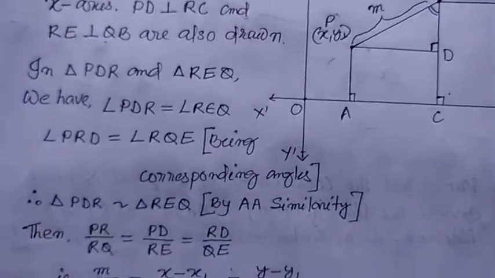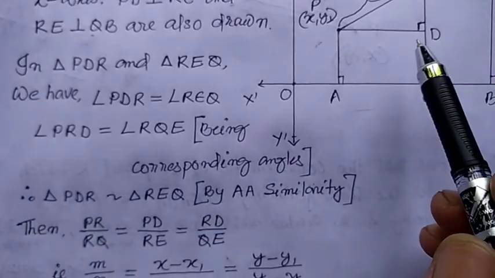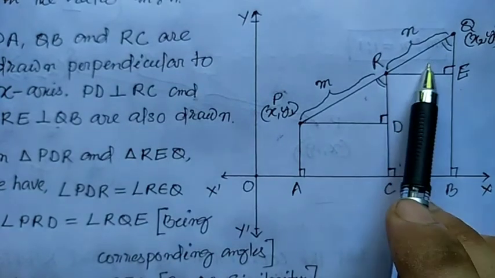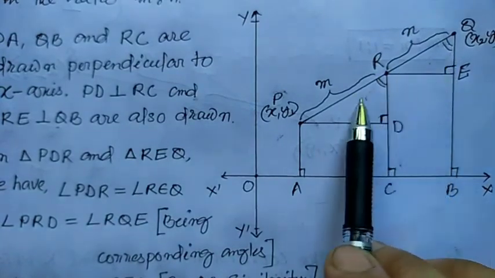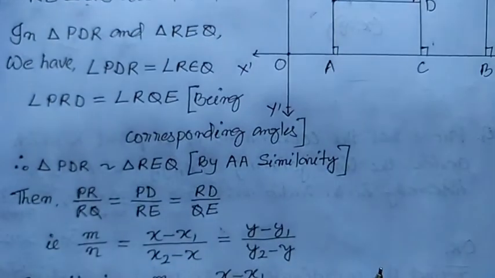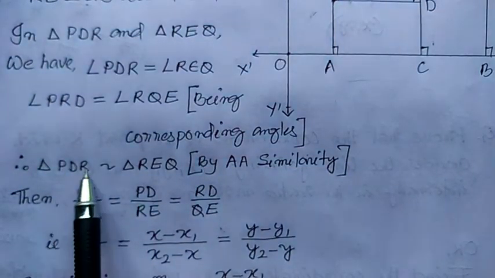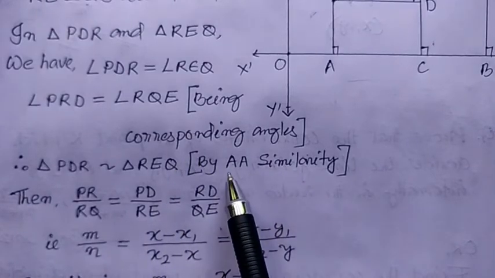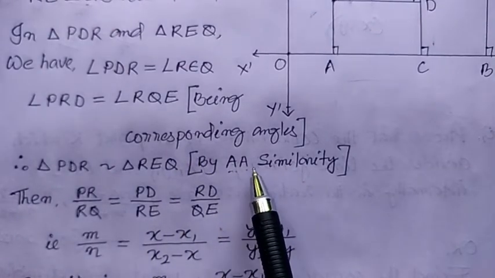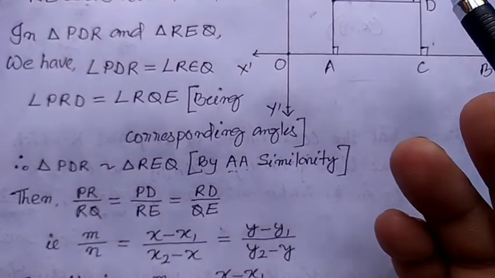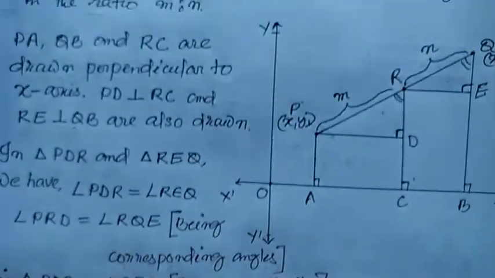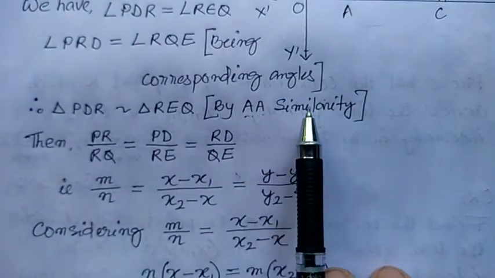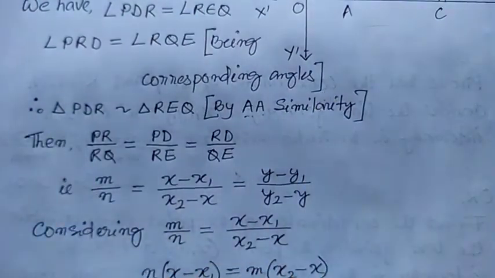And one of the theorems of similarity says if two angles of two triangles are equal, here you can see in these two triangles two angles are equal, then these two triangles are similar. So therefore triangle PDR is similar to triangle REQ by double A similarity. Why do we use double A here? Double A stands for angle. And you have seen in these two triangles two angles are equal, so we use double A similarity to say that they are similar.